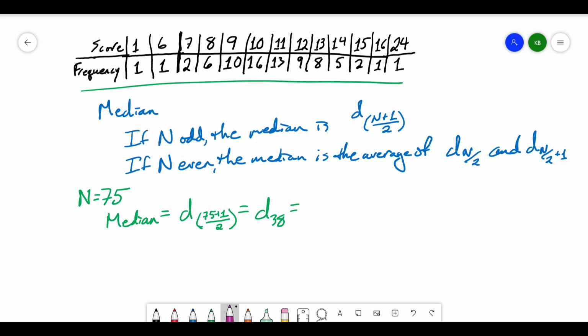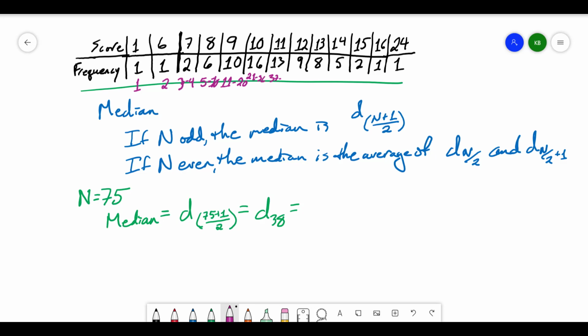So this is position 1, that's position 2, this is 3 through 4, this is 5 through 10, which gives me 6 positions there. So this will be 11 through 20, which will give me 10 positions there. 21 through 36 will get me 16 positions there.